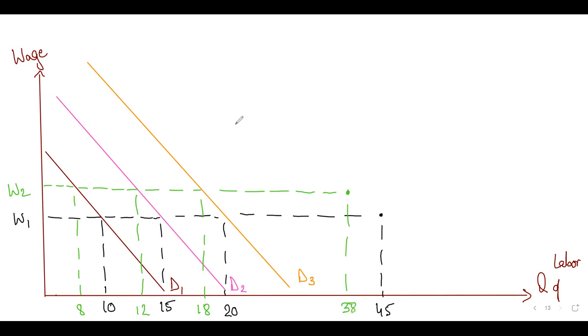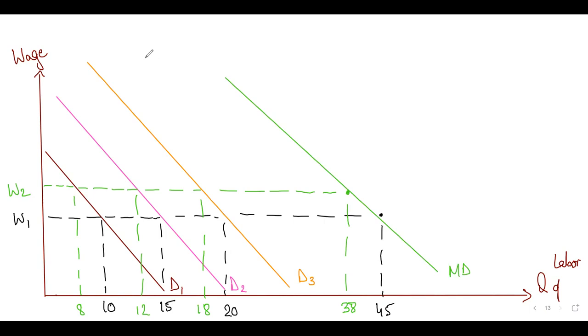So the market demand would also be downward sloping, something like that. But this is not for one firm, this is demand from all individual firms. So this is the market demand for labor. Is it making sense?